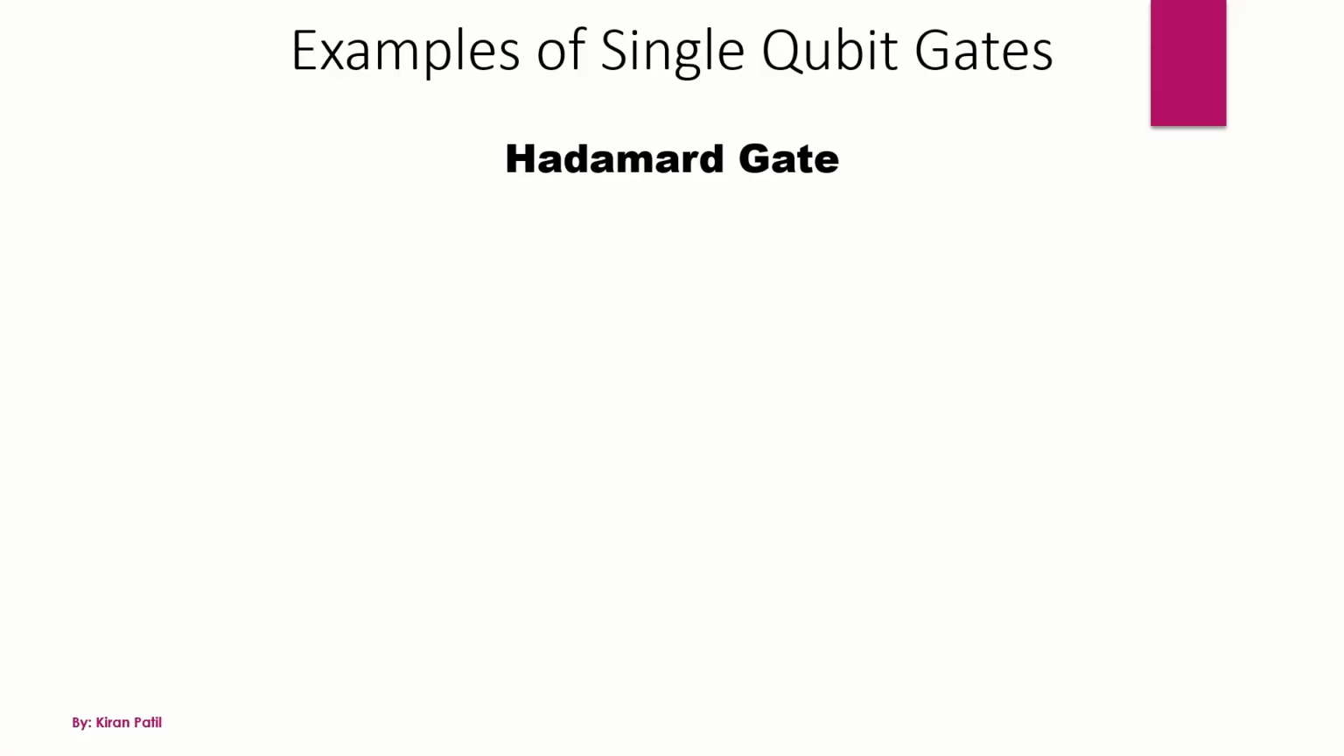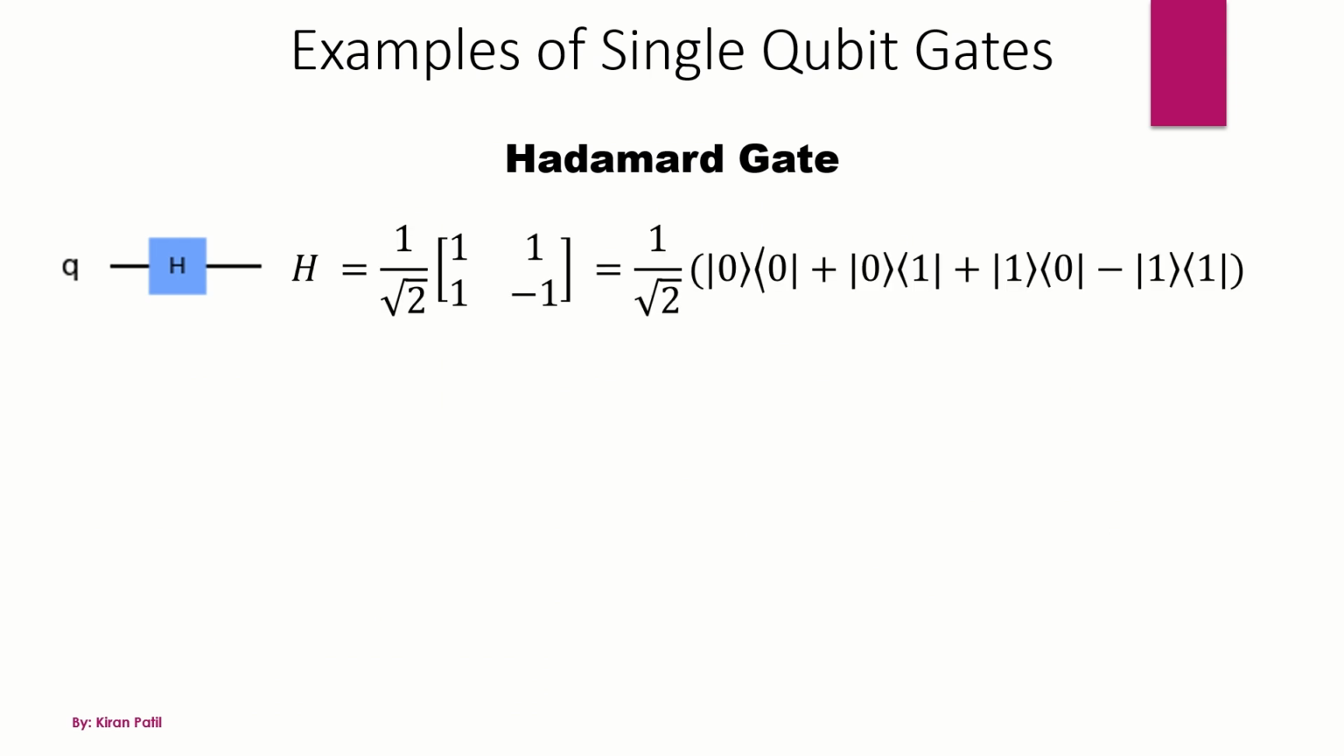The next gate is the Hadamard gate. Basically, this Hadamard gate is based on the Hadamard matrix. Now, what is this Hadamard matrix? This matrix is known as a Hadamard matrix. So how does this Hadamard matrix work?